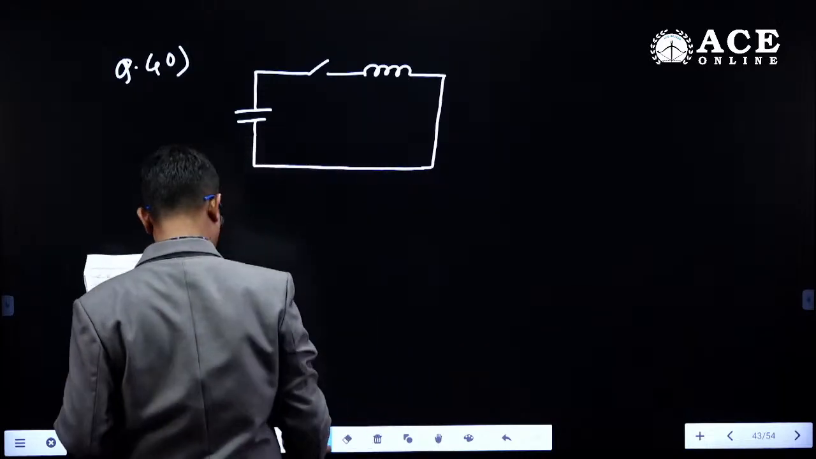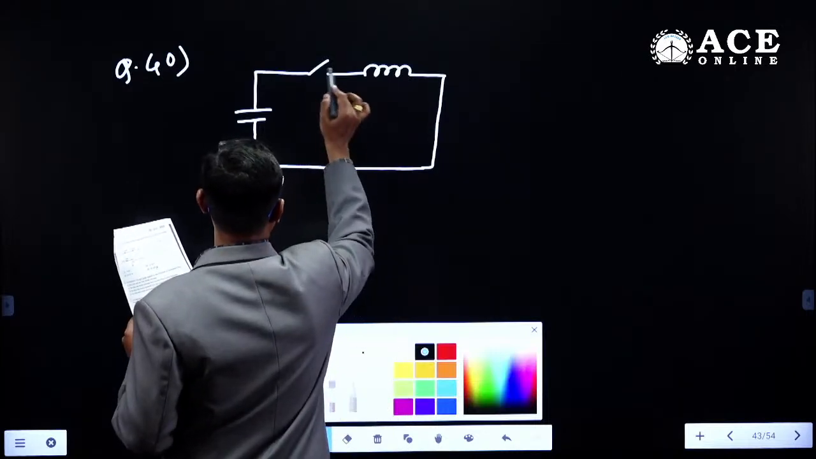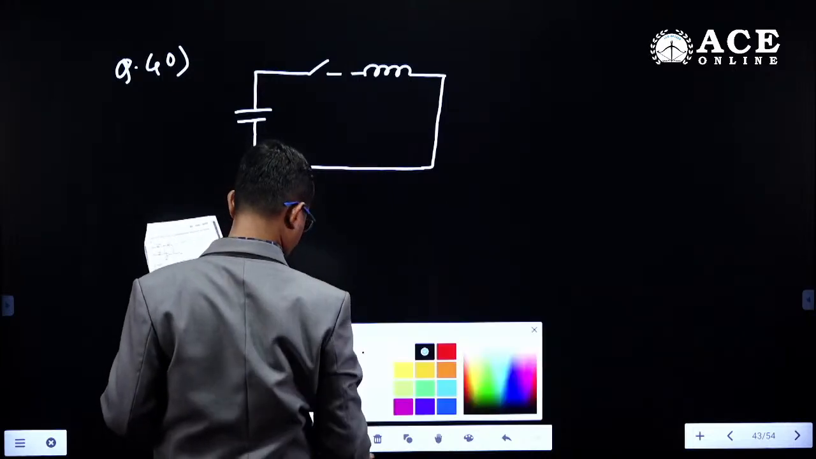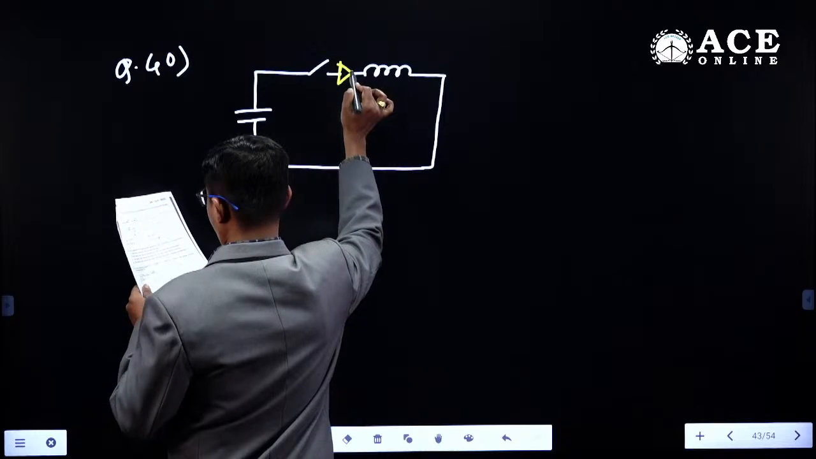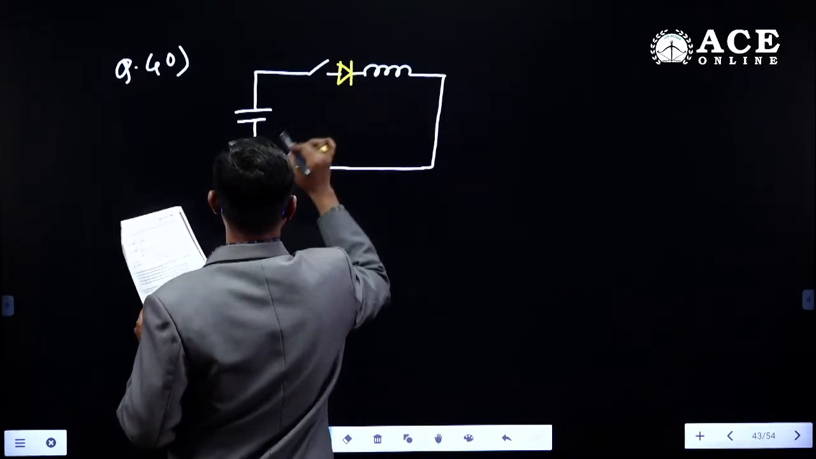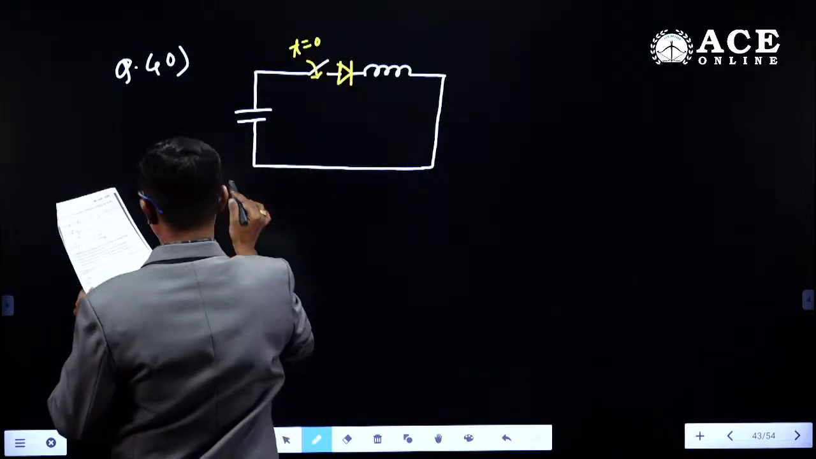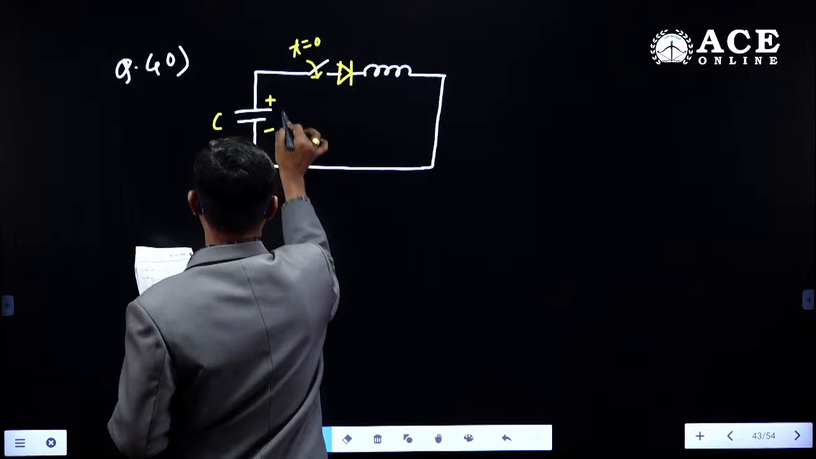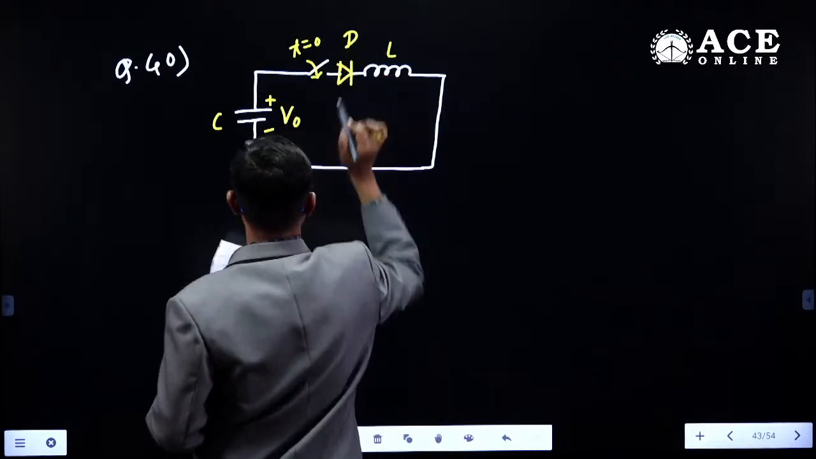This type of circuit they have given, and we are having a diode connected here. Let me put the diode here. This is a diode they have given. This switch we are closing at t equal to 0. This is a capacitor which is initially charged to the voltage of V0. Inductor is L and this is a diode D.